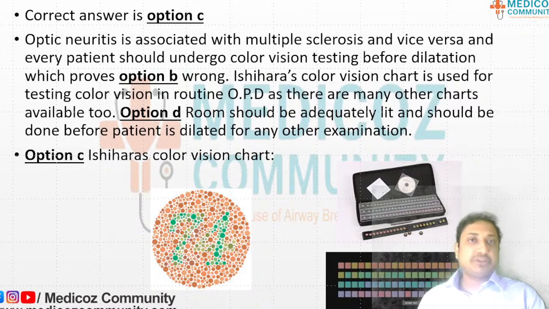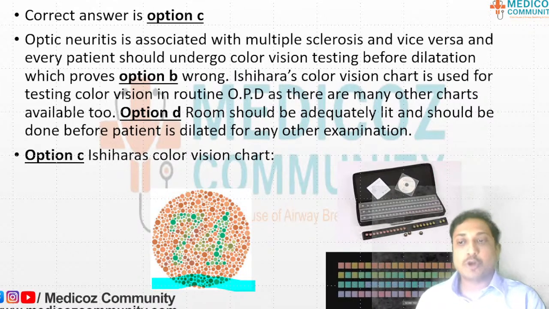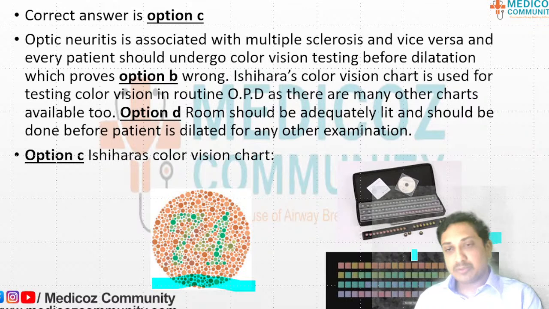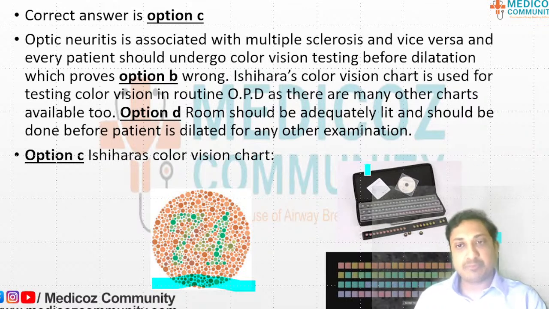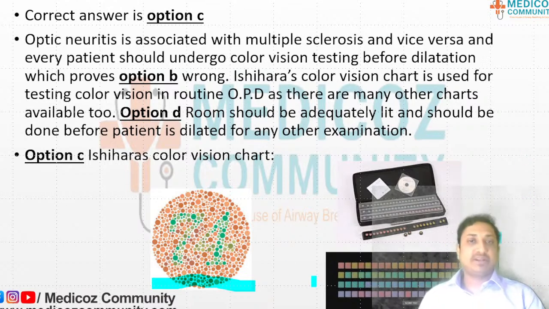What you can see in the picture here is the Ishihara color vision chart. Again, I am asking you a question, give your comments in the comment box. The figure that you are seeing here, what is this? This is a different test of color vision. Please comment in the comment box and tell me which kind of test this is, or give me the name of this test.